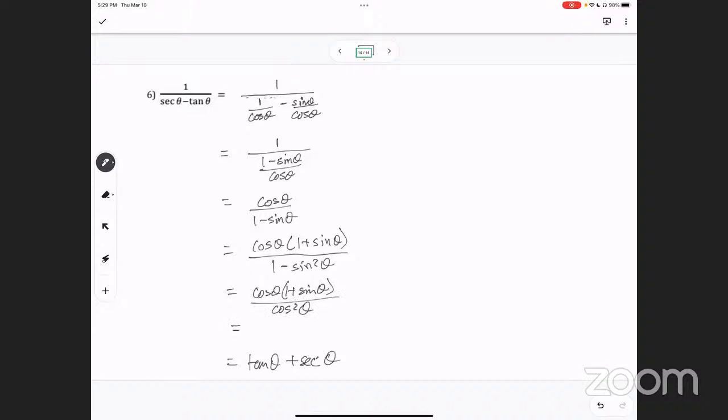What can I do now? You can go ahead and reduce. So I'm going to cancel one of those out. So that's 1 plus sine theta all over cosine theta. And now when I distribute that, I'll get my answer. Okay. Boom.